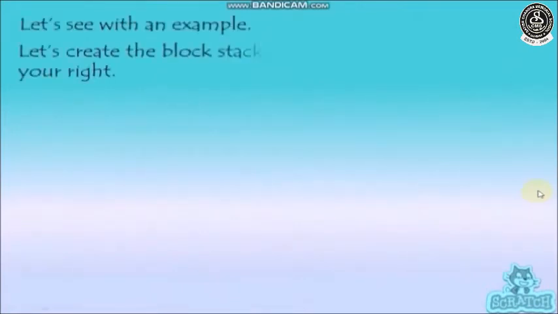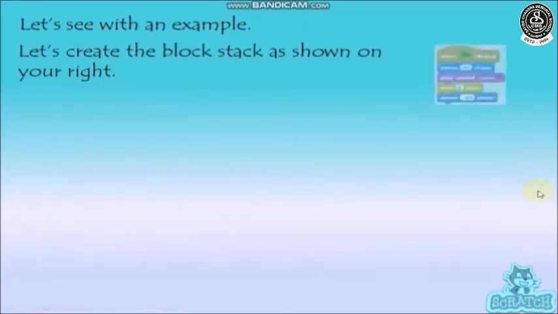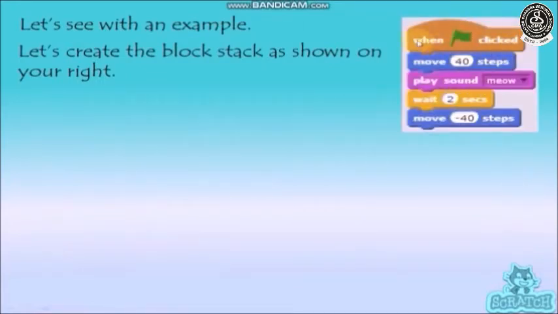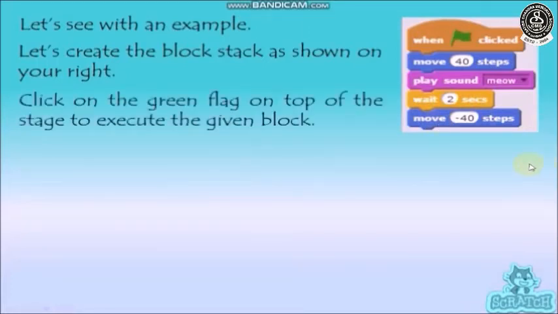Now see with an example. Let's create the block stack as shown on your right. First one is when green flag clicked. Move 40 steps, play sound meow, wait for 2 seconds, move minus 40 steps. You click on the green flag on top of the stage to execute the given blocks. Try it out.